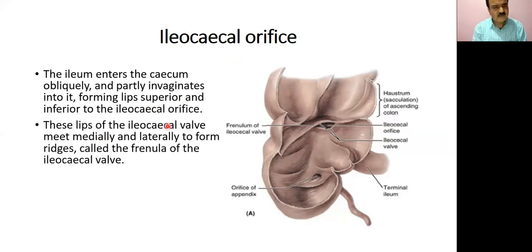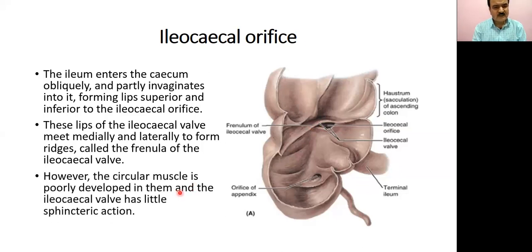These lips of the ileocecal valve meet medially and laterally to form ridges. So you can see the superior lip and inferior lip. These two lips form these ridges that we call frenula. So these are the true frenula. These lips of the ileocecal valve meet medially and laterally to form ridges called frenula of the ileocecal valve. However, the circular muscle is poorly developed in these two frenula, and the ileocecal valve has little sphincteric action.